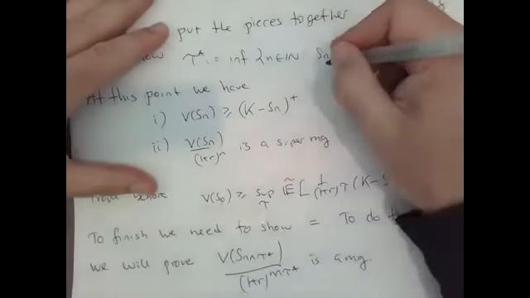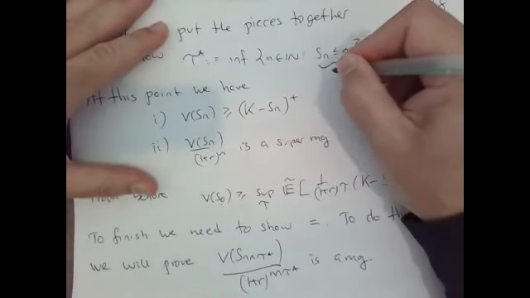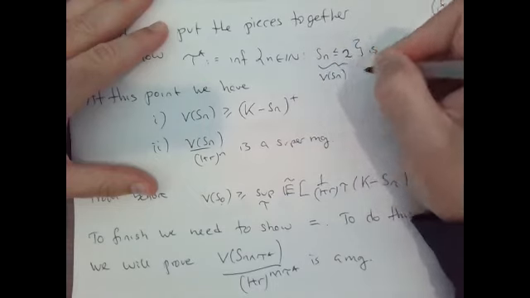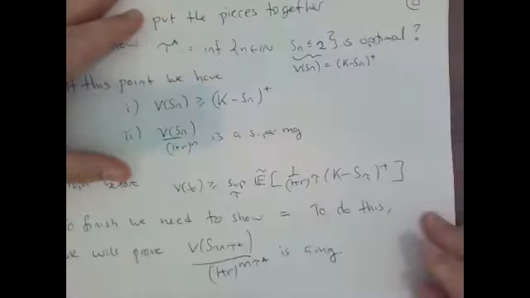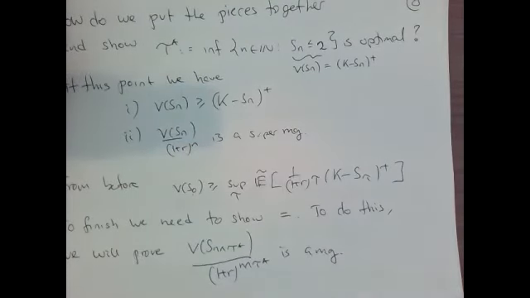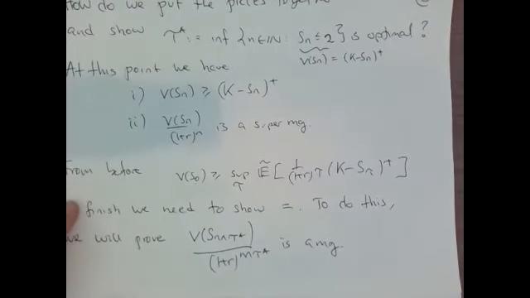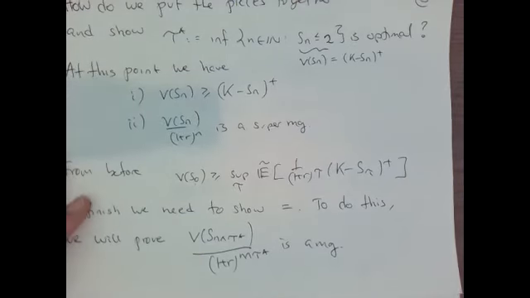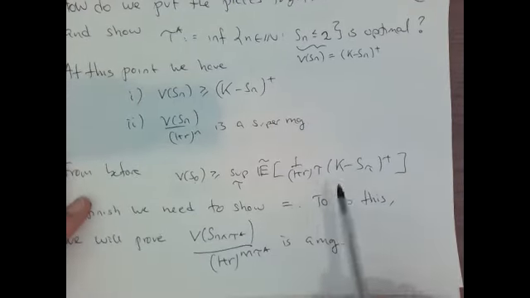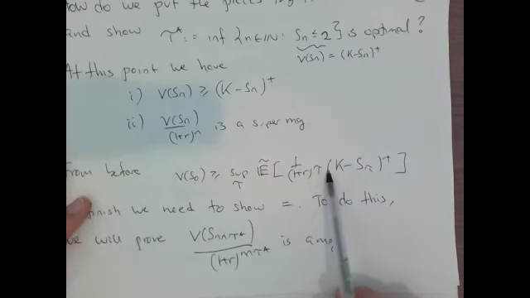Right, this is the same as the first time that V of Sn becomes K minus Sn positive part, right? And so, yeah, the way to do that is we use the two properties we already have, and then we find just a random time such that you have a martingale property here.